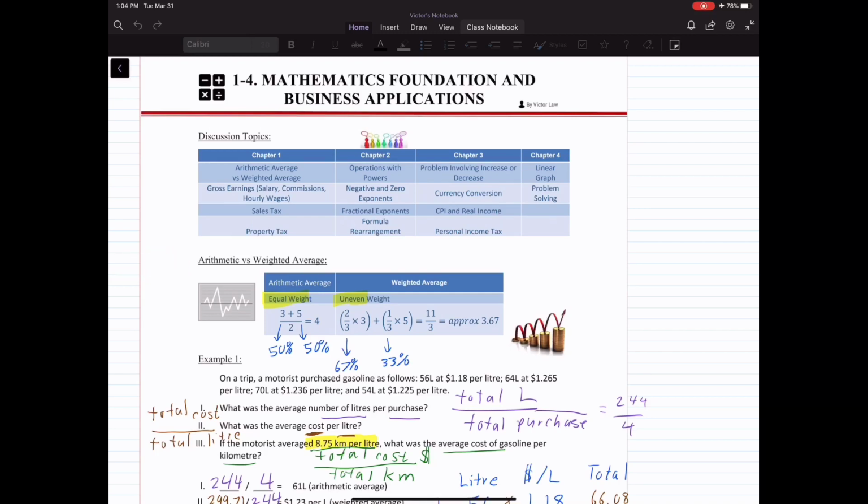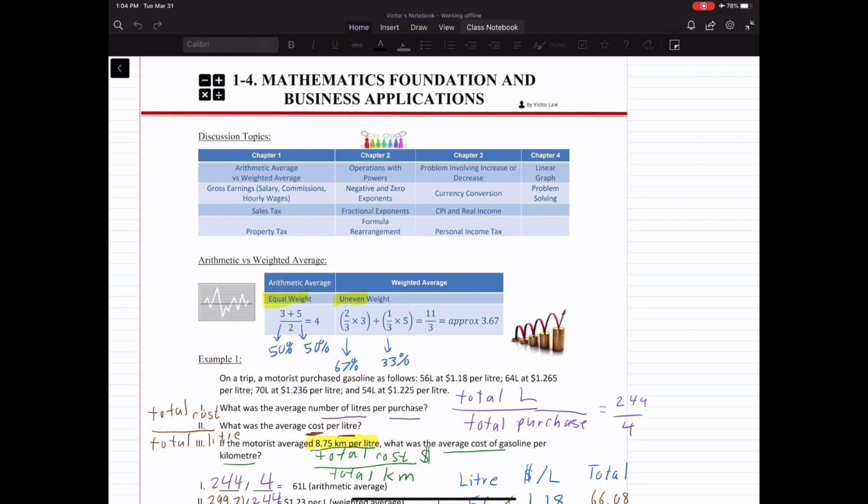So the difference between arithmetic and weighted average is that arithmetic average, we have equal weight, and weighted average, we have uneven weight. So if we look at the example, if we were taking the average of 3 and 5, and we're using arithmetic average, what we're saying is that the 3 and the 5 has a weight of 50% each. So we just take the 3 and then we add the 5 divided by 2 because each of them has a weight of 50%, and that gives you the 4. So 3 plus 5 divided by 2 gives you the 4.